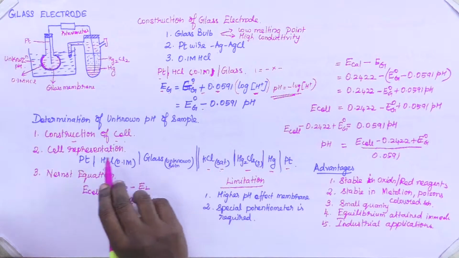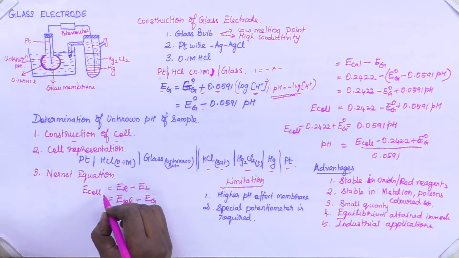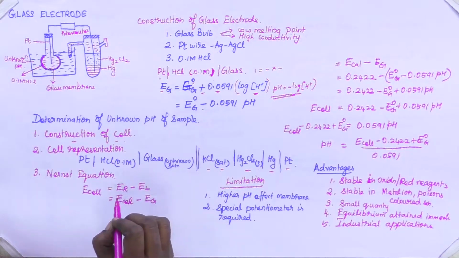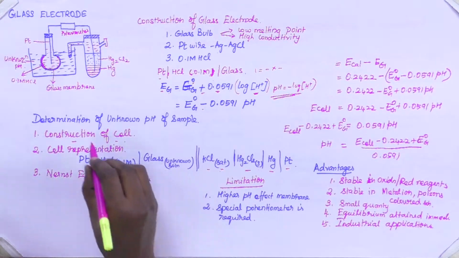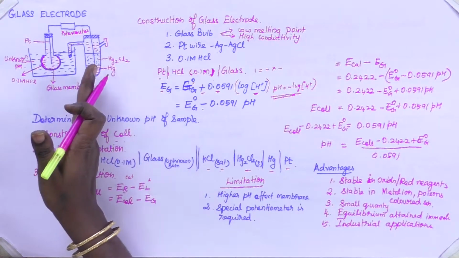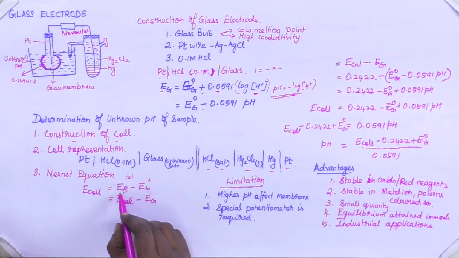So this is the construction of the overall cell, and now we have to use the Nernst equation. How can we estimate the potential of the cell? E cell equals the potential of the right hand side minus the potential of the left hand side. In all cases, the right hand side represents the cathode and the left hand side the anode. In the construction also we draw the structure like that, with the anode in the left hand part and the cathode in the right hand part. That is why the equation is E cell equals E right hand side minus E left hand side. So here the right hand side is nothing but the calomel electrode.